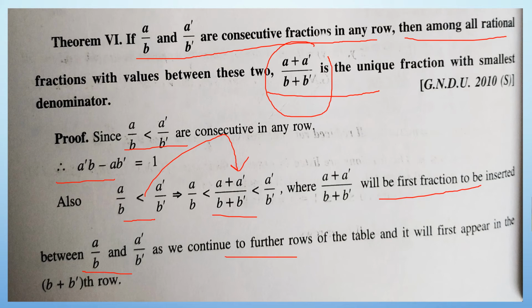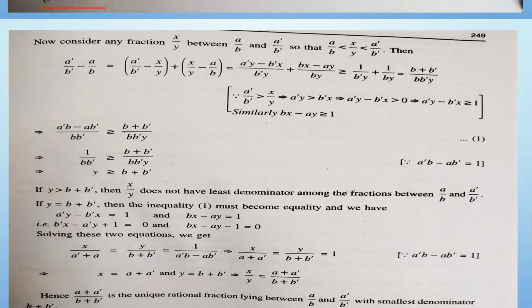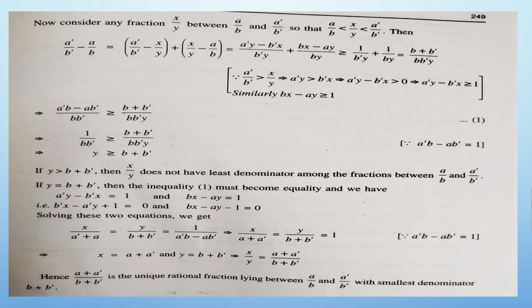We continue to further rows of the table. It will first appear in this row. So this fraction will come in the b plus b dash row, because this is the fraction n. So it will come in the Fn, b plus b dash row. Now if we take another fraction, we have to show that it is a unique fraction. Let us take another fraction x by y lying between them.